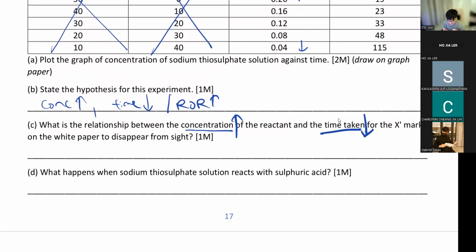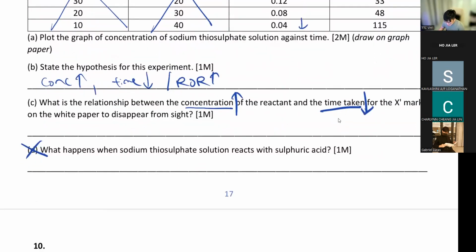Same answer, same question. Okay, so let's cancel D. This is for chemistry.